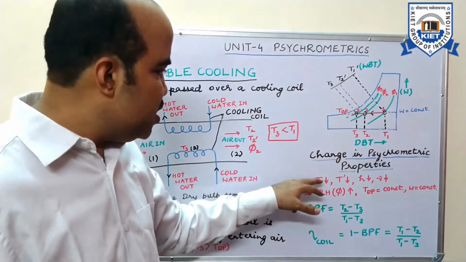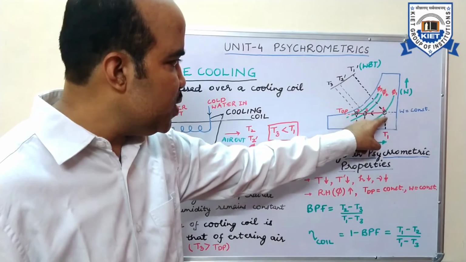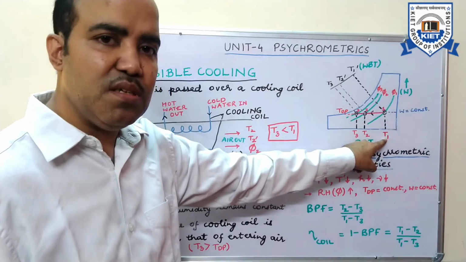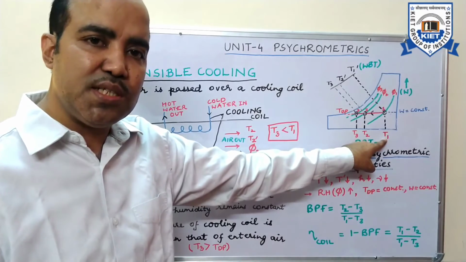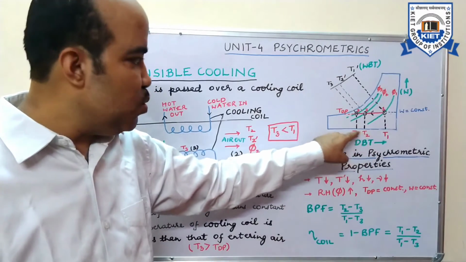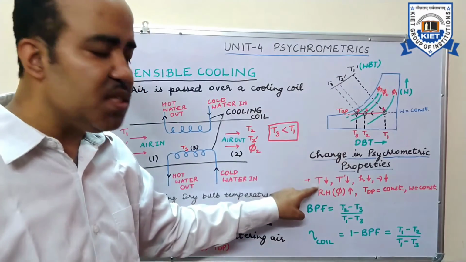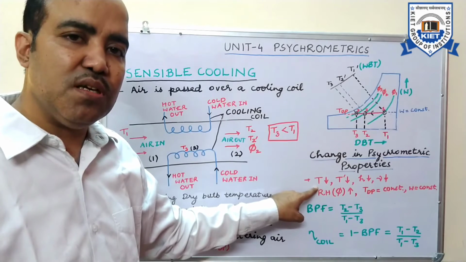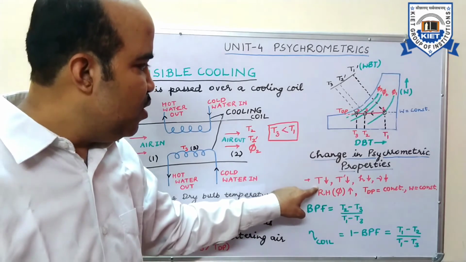Here, as you can see, the dry bulb temperature decreases. At point number 1, the dry bulb temperature is T1, and the value is certainly higher if you look at the psychrometric chart. The values at T2 and T3 are both less. So we have a decrease in the dry bulb temperature of the air.